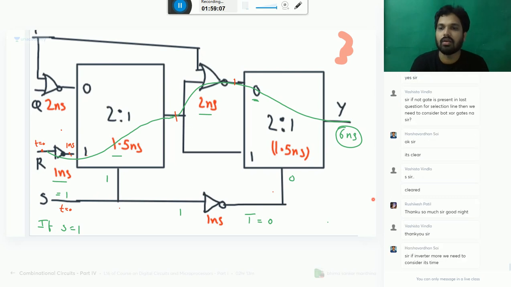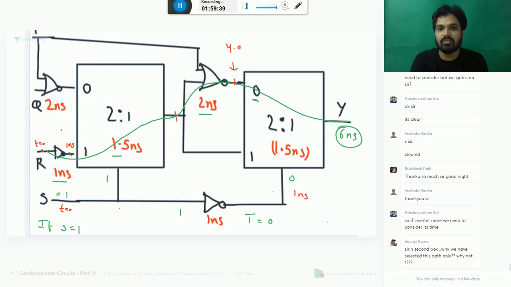Anything you should consider, everything, whether inverter or XOR gate or NOR gate. You consider everything, okay? But in that, whichever takes more time, that will be considered. Simple rule. Because it is an inverter, because it is a NOR gate, I don't have any favor. This fellow is ready. Okay, he wakes up and is ready by 1 nanosecond. This fellow needs to get ready. He should be ready by 4.5. So out of them, whoever is coming late, we should wait for him.